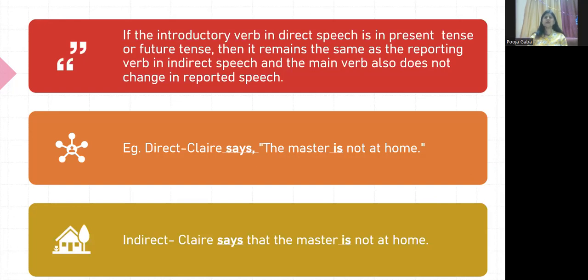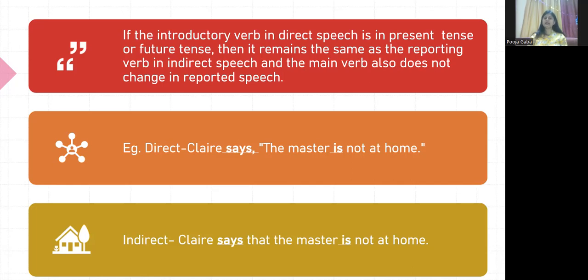If the introductory verb in direct speech is in present tense or future tense, then it remains the same as the reporting verb. Like if it is Rima says or Rima will say, then says or will say will remain the same when we convert into indirect speech. And the main verb also will not change in the reported speech. Like see this example: Clear says the master is not at home. Here says is the introductory verb and is is the main verb. This introductory verb is in present tense.